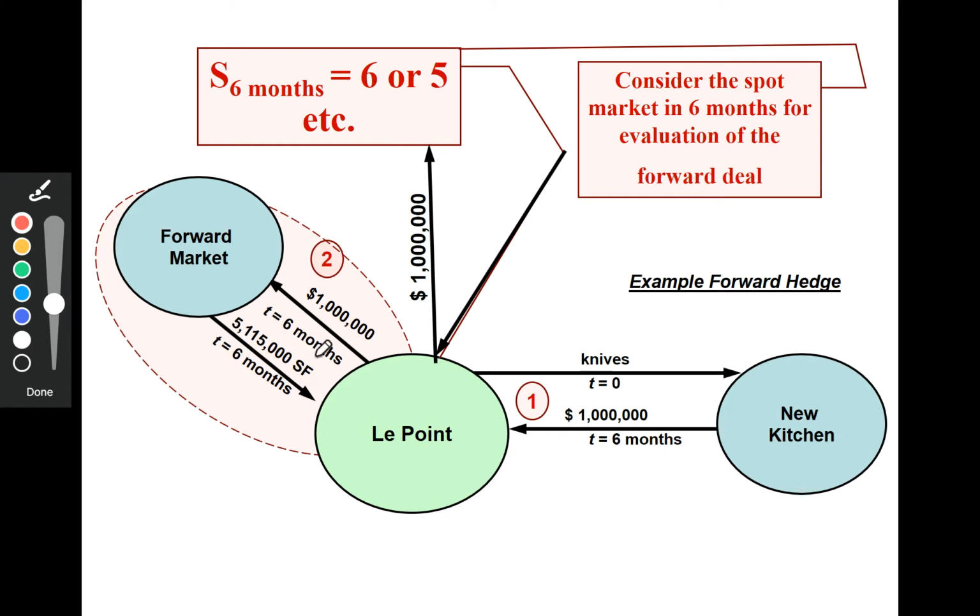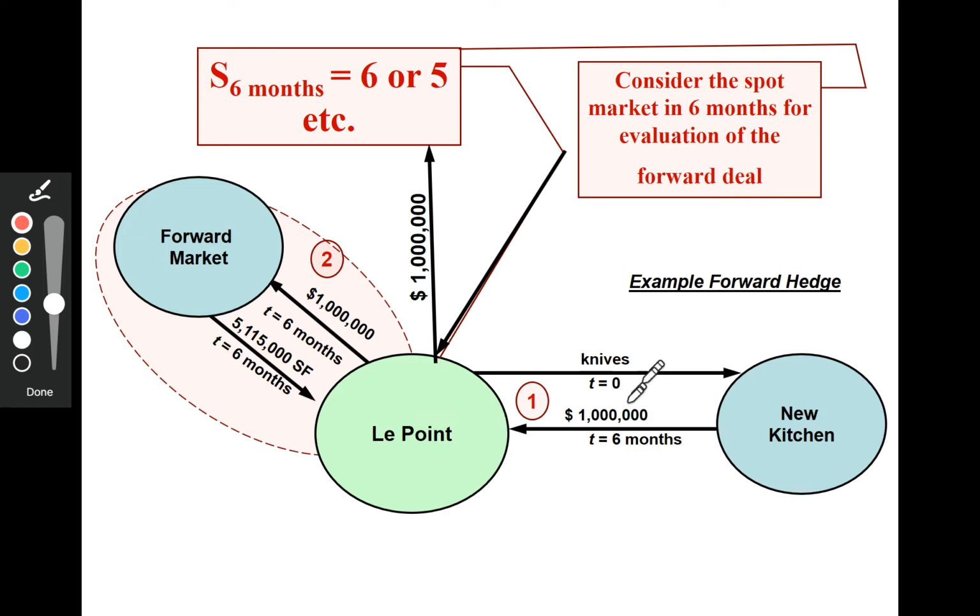So notice that the forward contract or forward hedge does not always give you gains. It just guarantees a fixed price. You're giving up the losses and you're giving up the potential gains. You're settling on a price of 5.115 Swiss francs per dollar, and this prevents any speculation in the foreign exchange market, and you could treat the deal as a domestic deal if you're Le Point.